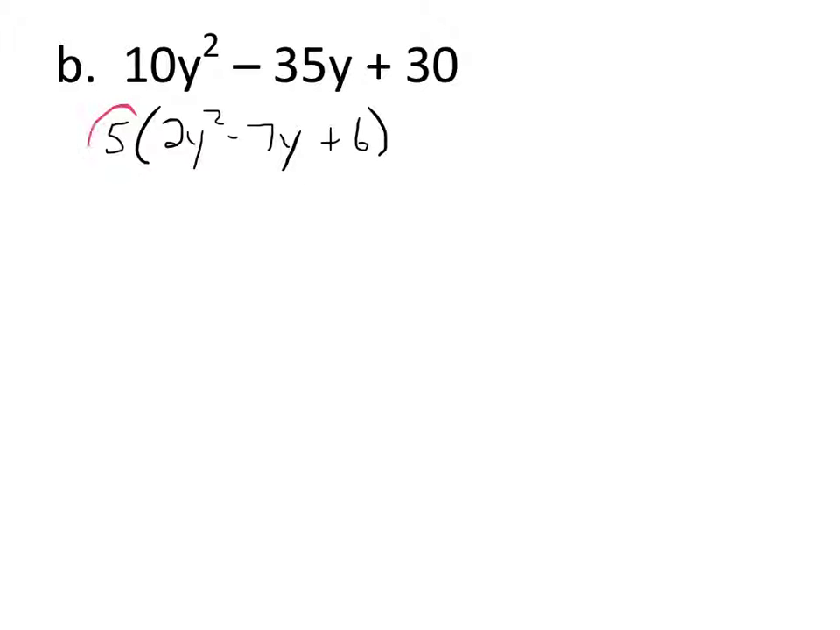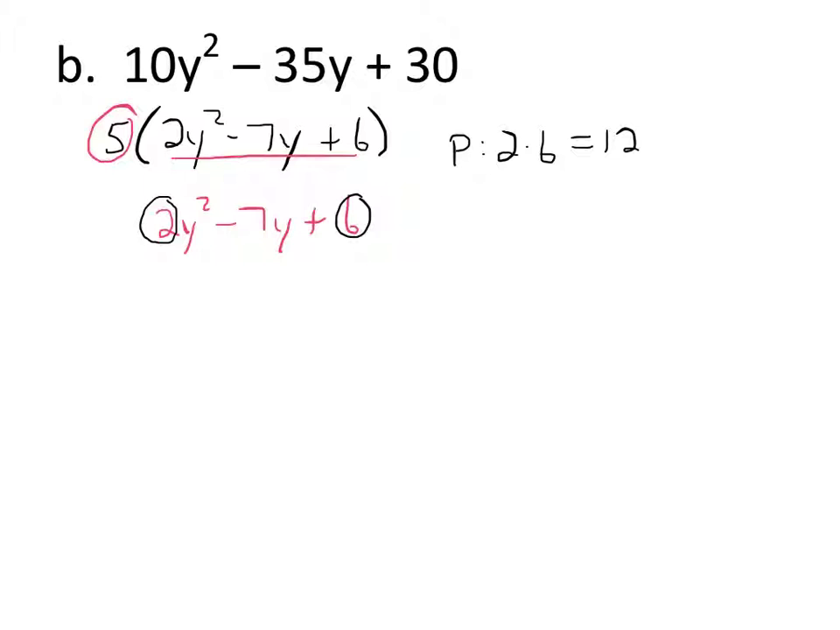Now we're not going to forget about the 5, we'll get to that later, but we're going to focus on that trinomial that has fewer terms. So we're going to take 2y squared minus 7y plus 6, and we're going to factor it by grouping. So as before, we are looking for factors that have a product of, we're going to put those two together, so a product of 12 and a sum of negative 7.